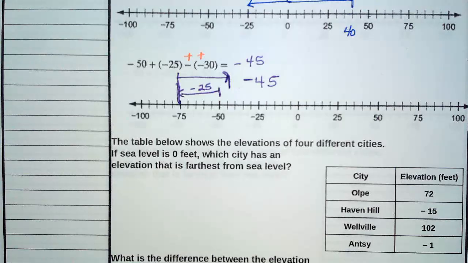So negative 50 plus negative 25 is negative 75. They're both negative, add them together. Negative 75 plus 30, I'm coming back up that number line, leaves me at negative 45. 75 minus 30 is 45. The negative is with the larger number, which is 75, so it remains in the negatives.